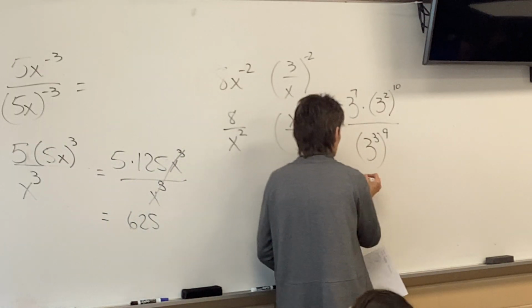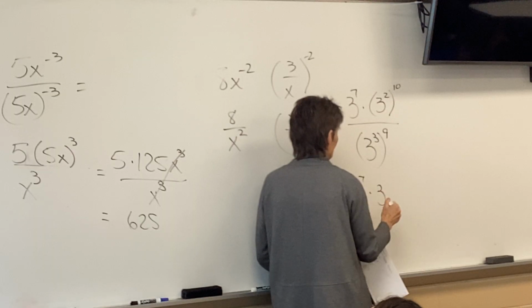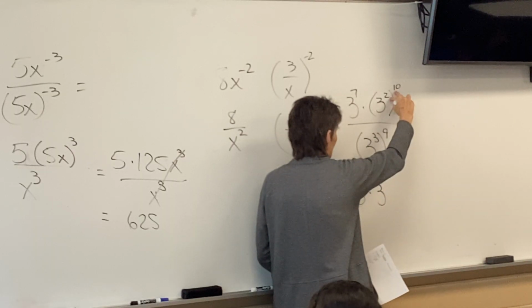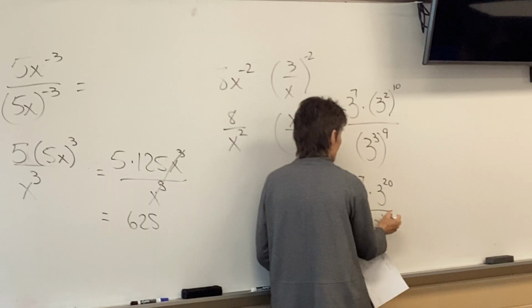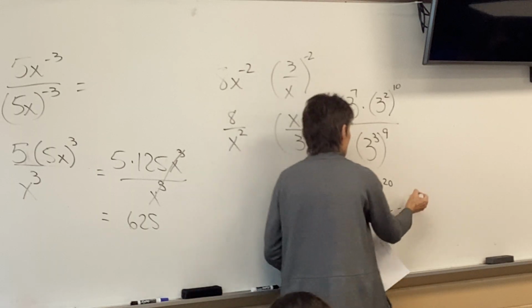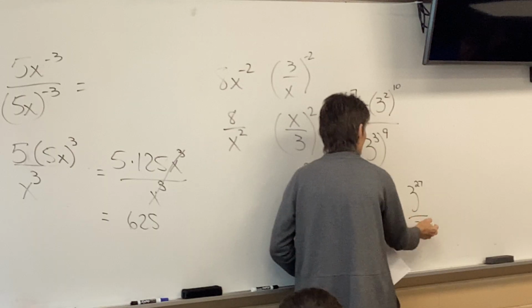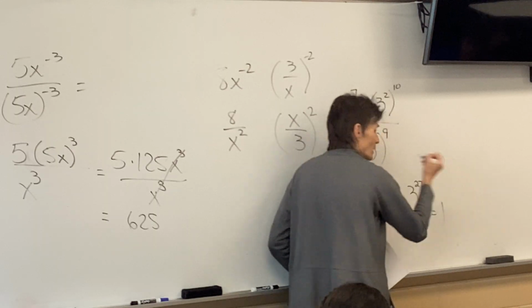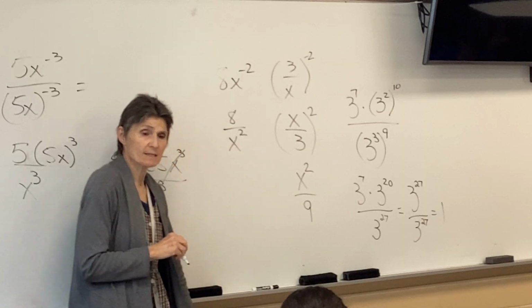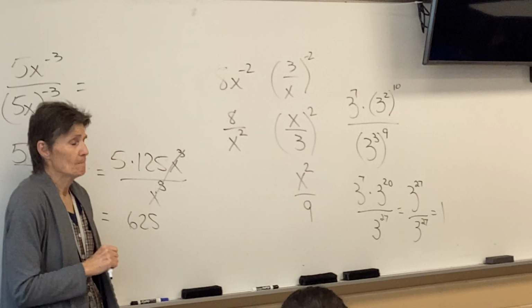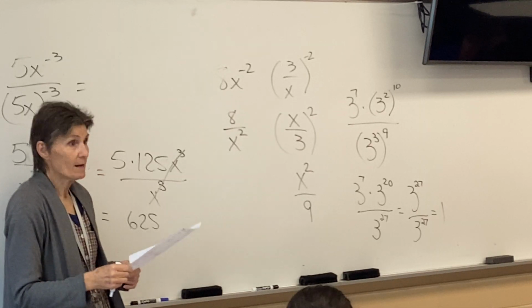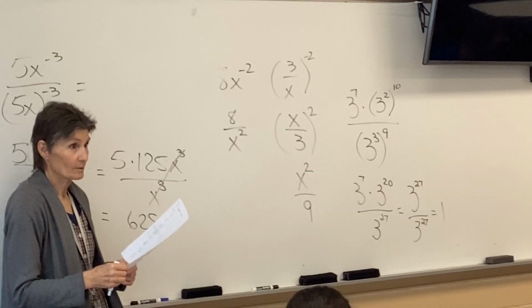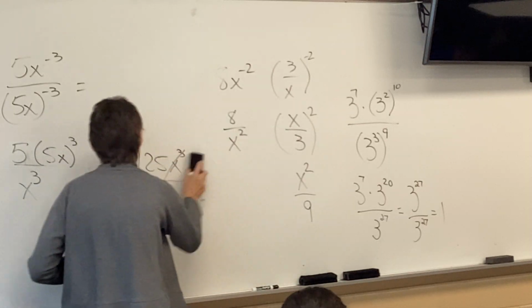All right, here we go. We have 3 to the 7th times 3 to the 20th over 3 to the 27th. So this is 3 to the 27th over 3 to the 27th, which is 1. Because something divided by itself is 1. All right? Jimmy? Good? All right, last one.